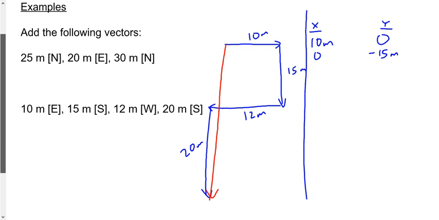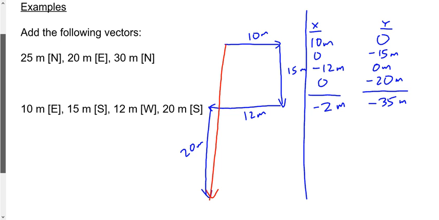Okay, what about the next one, 12 meters? How much of that is left and right? Negative 12 because it's going to the left. How much of it's up and down? 0. How much of that 20 is left and right? 0. How much of that 20 is up and down? Negative 20. So you really have to pay attention to the signs there. 10 plus negative 12 gives me negative 2. Negative 15 plus negative 20 gives me negative 35.